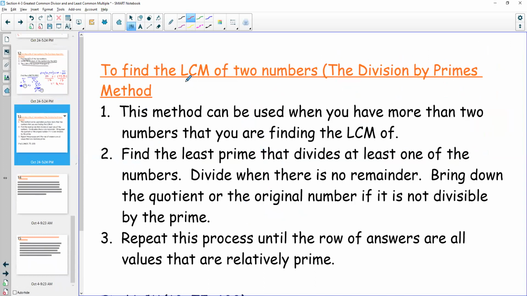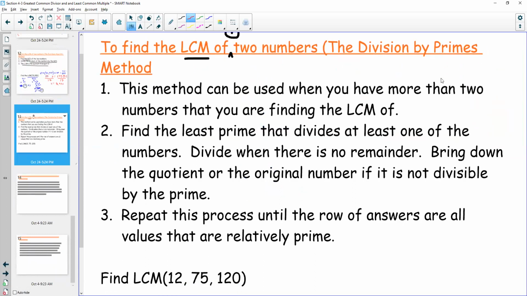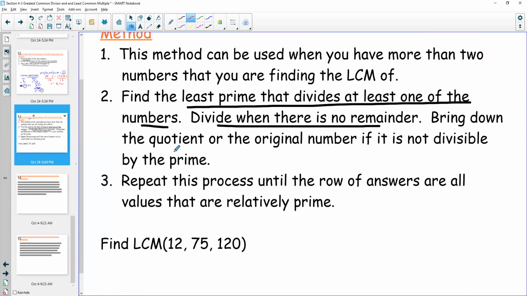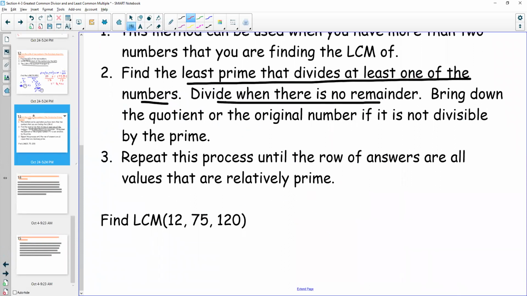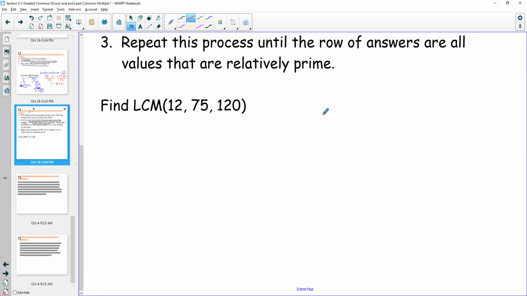So when we want to find the least common multiple and we have more than two numbers, this is called division by primes. So you take as many numbers as you want, and you find the least prime that divides into at least one of the numbers. You divide where there's no remainder, and you bring down the quotient, okay? And then you repeat, and you keep going until you get prime numbers in all your spots. So let me show you what this looks like. I'm going to list my numbers, 12, 75, and 120. I'm going to draw a line that way.